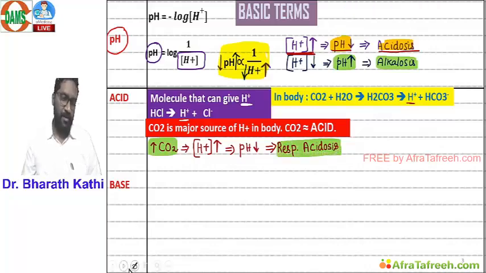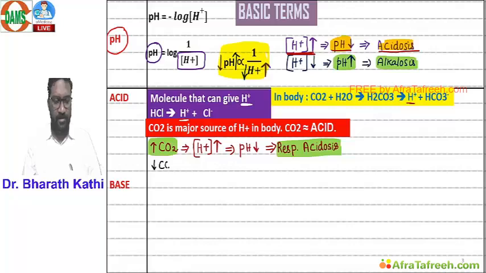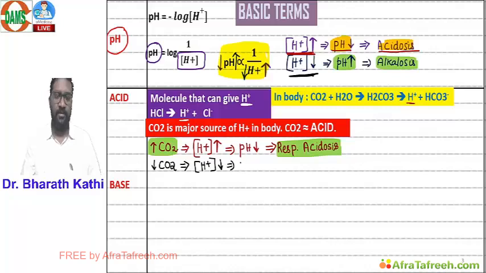On the other hand, because of some disease, if CO2 is decreasing, there is less CO2 in your body. If there is less CO2, the chances of H plus formation will be less. So what will happen to H plus? H plus will be reduced. Whenever H plus reduces, pH can increase.